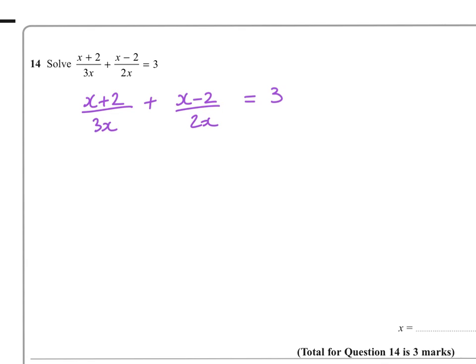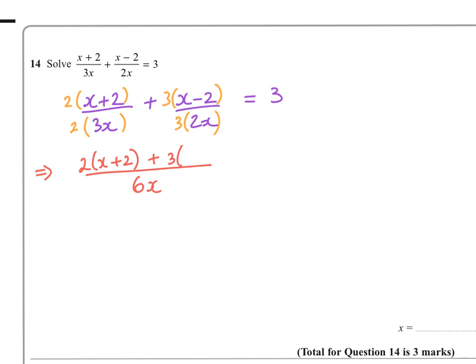And what I think we can do here is, if we times this one top and bottom by 2, and we times this top and bottom here by 3, then what we've managed to do is get this denominator as 6x and this one as 6x, which means the denominators will be the same, and then we can add those fractions together. So what we'd be left with in this situation is a common denominator of 6x, and then we just have 2 lots of x plus 2 plus 3 lots of x minus 2, and that's equal to 3. And then from here we'd have 2x plus 4 plus 3x minus 6 equals 18x. And the reason for that is because I times both sides by 6x.